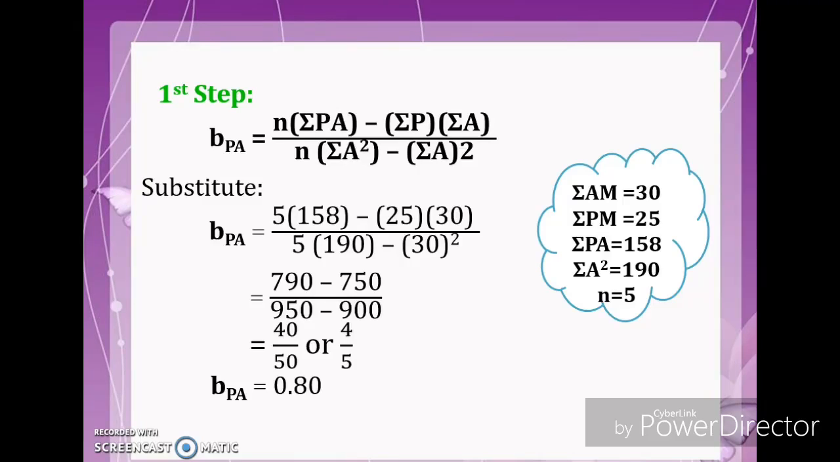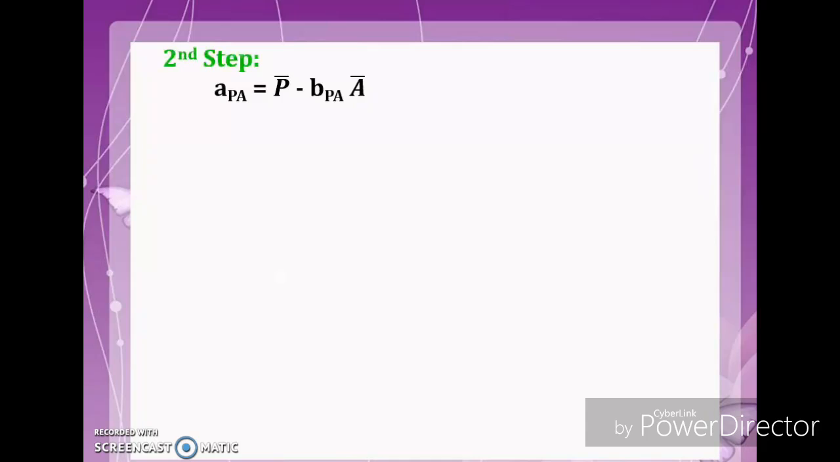Then, magiging ito ay 4 over 5. Or, 4 divided by 5 is equal to 0.80. So, ang value ng ating B sub PA is 0.80. So next, isosolve naman natin ang A sub PA.